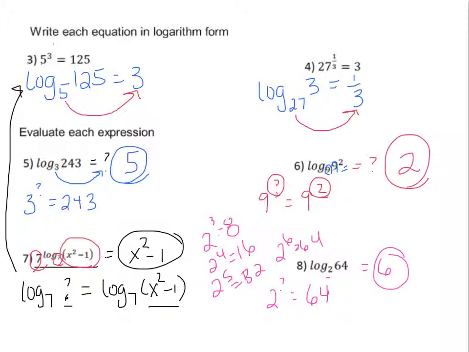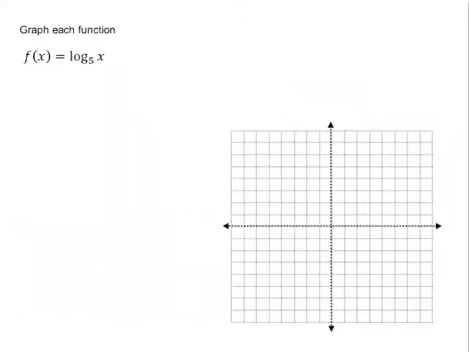Alright, and lastly with these logarithms, we are also going to graph them. So graphing these logarithms, there's a few things that we need to know. One thing that we always need to know is we need to pay attention to what our base number is here. Log base 5 of 5 equals 1, because 5 to the first power is 5.